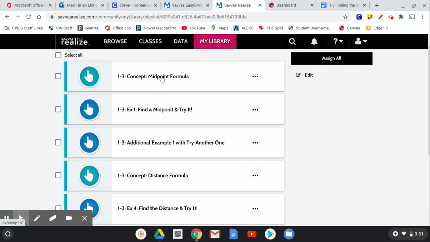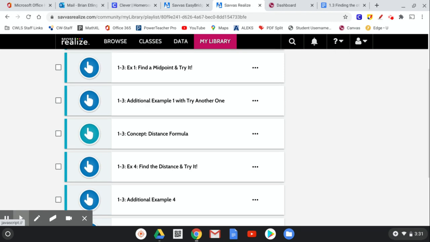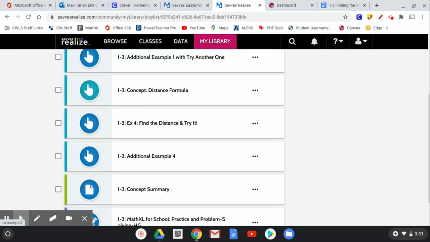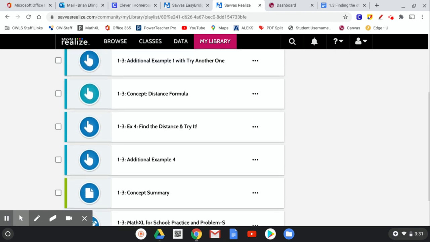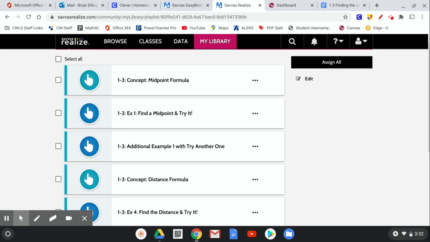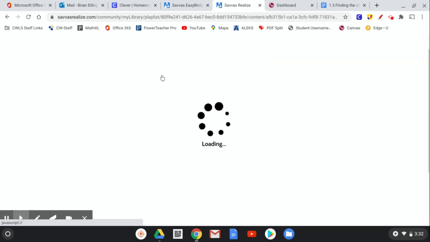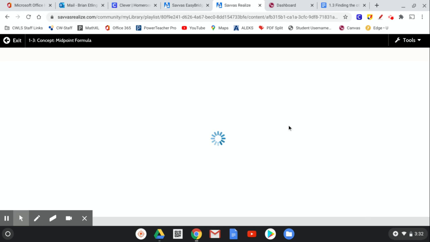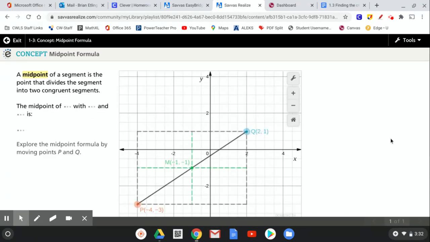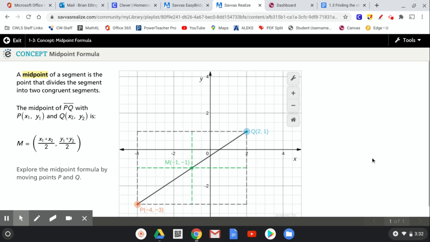So our first one is the midpoint formula, and I'm in the playlist that I created for you guys. Again, you are going to want to look through all this stuff. I'm making the video. All this stuff is right here for you, so you have access to it. So if you forget what the midpoint formula is, you can come back. You can look up here where it says concept midpoint formula and click on it, okay? So the midpoint formula, it's going to show up here in a second.